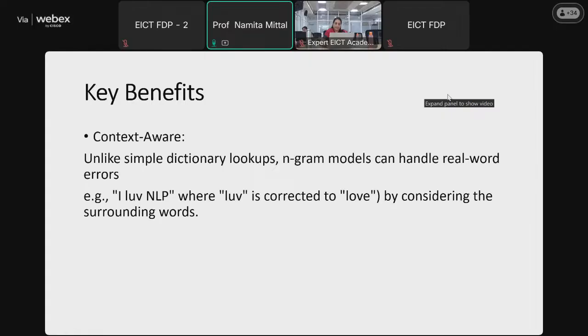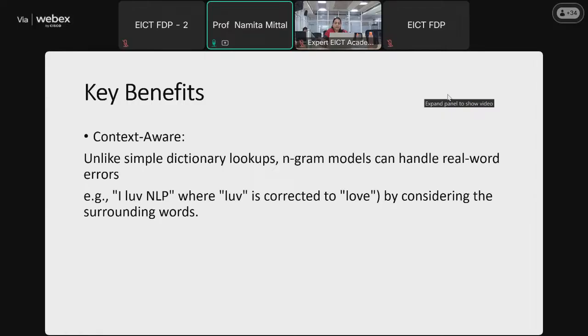So the same example again: I love NLP, and the spelling of love is LUV instead of LOVE. Then it takes the context from both the words I and NLP, where it is corrected to LOVE, because LUV is not a dictionary word. Being a human being, you understand that it is nothing like LUV, but it is the same as LOVE. It is not a literal word, but it is equivalent to that.